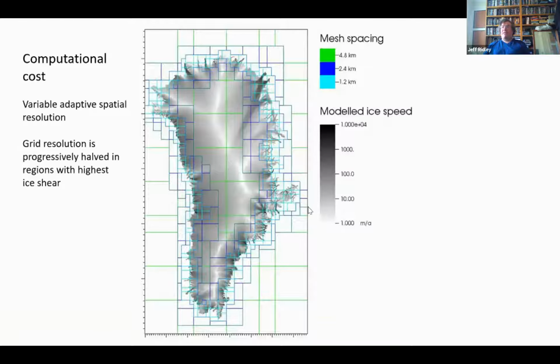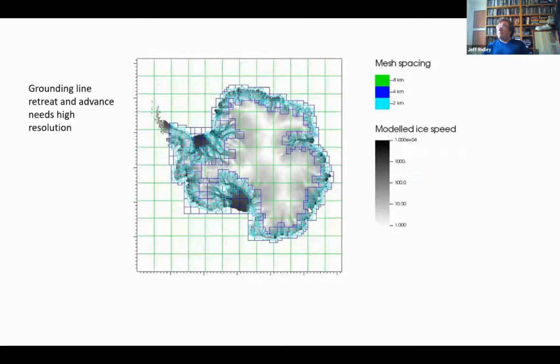So here's just a representation of what the model refinement of the grid is. I mean, this is actually a schematic rather than the actual grid size, for Greenland and for Antarctica. So you can see the high resolution follows essentially the grounding line.